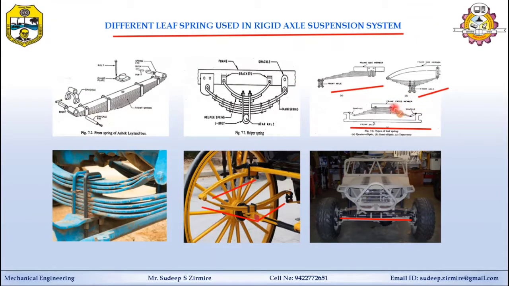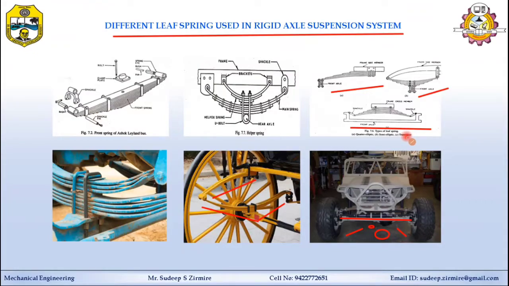So it has the advantage that it reduces the number of springs, but at the same time, when the vehicle comes to a corner, there is more rolling, meaning rolling about this center, so this side and this side move more at the time of cornering. So this is the disadvantage of the transverse type leaf spring.